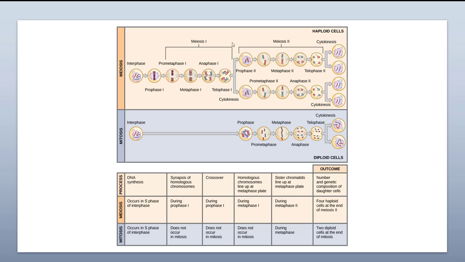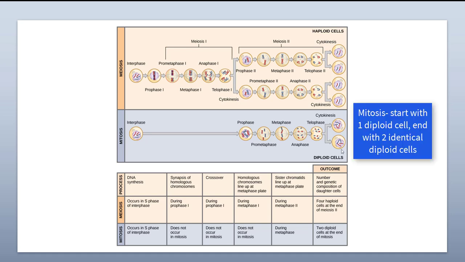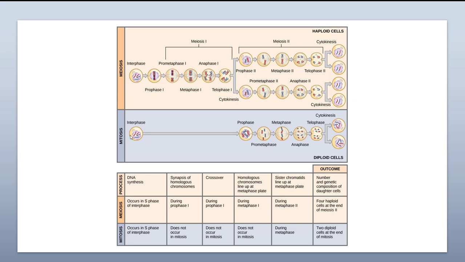In meiosis part 1, we take our diploid cell and make haploid cells from it. So now we have 2 haploid cells. They undergo meiosis part 2, where we end up with 4 haploid cells. In mitosis, we start out with a diploid cell and end up with 2 diploid cells that are identical to the original. Okay, so that's another big difference. So we're going to watch an Amoeba Sisters video that goes through a comparison of mitosis versus meiosis.